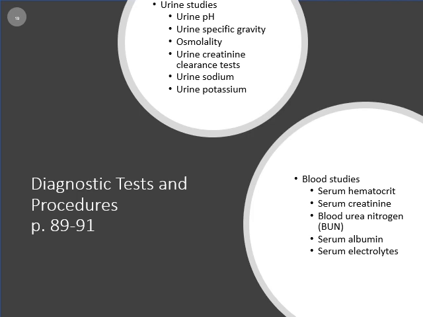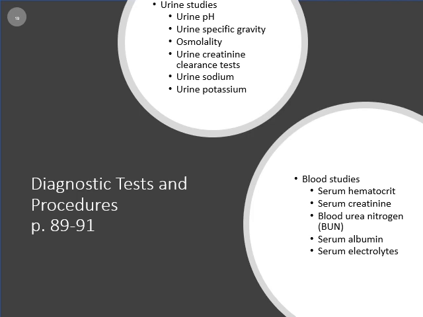Urine specific gravity is a measure of urine concentration. Normal is 1.016 to 1.022. It's a good indicator of fluid balance. It really is, it's a good one. A high specific gravity indicates that there's more concentration in the urine. A low specific gravity indicates the urine contains a large amount of water.